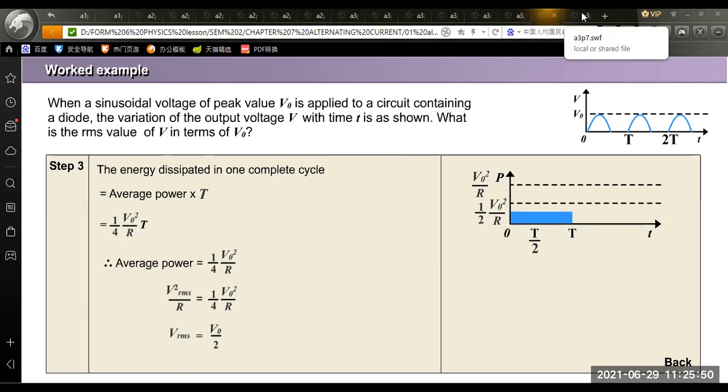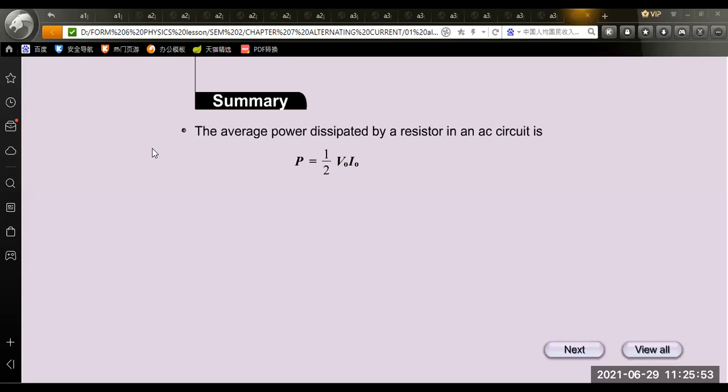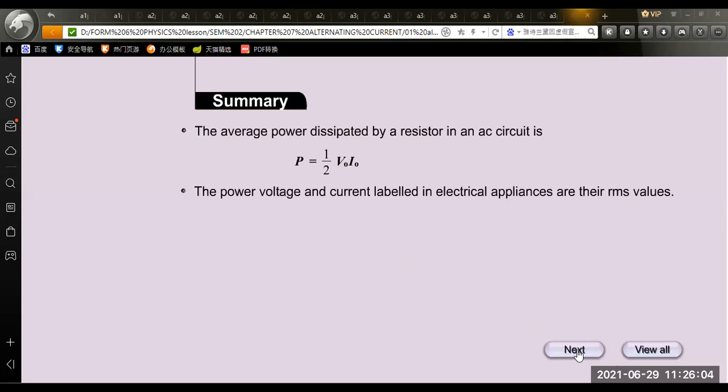As a result, we can say that the average power dissipated by a resistor in an AC circuit is P equal to 1 over 2 V naught I naught, where the power, voltage and current labeled in electrical appliances are their RMS values. So for a sinusoidal AC, IRMS equals I naught over square root of 2, and VRMS equals V naught over square root of 2. Here we come to the end of the lesson.